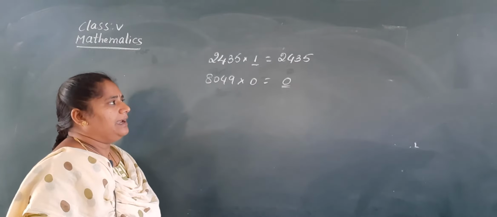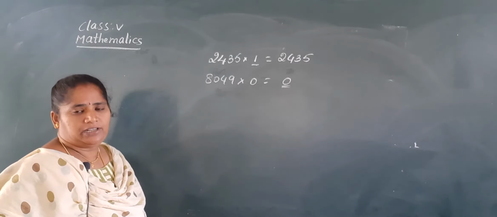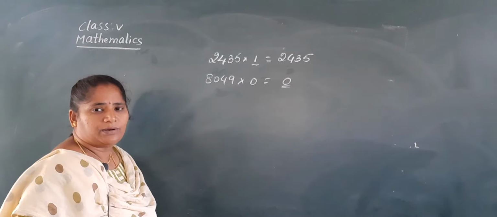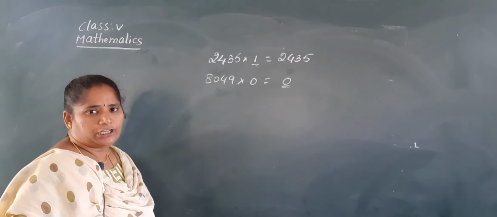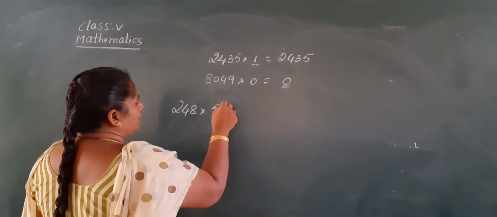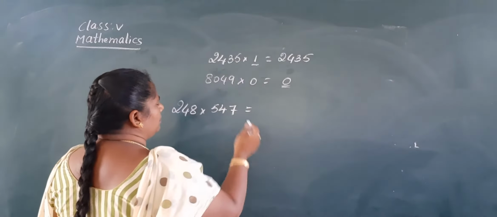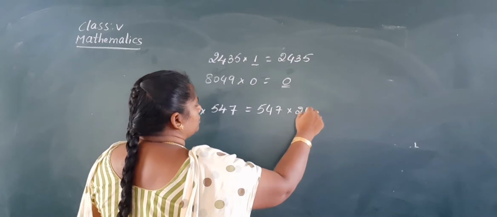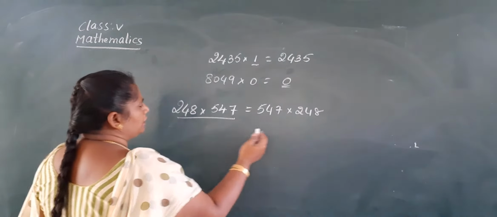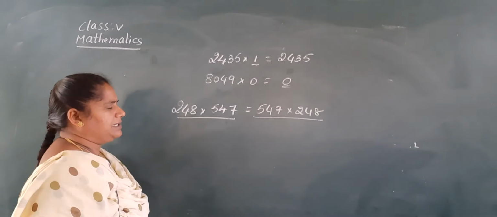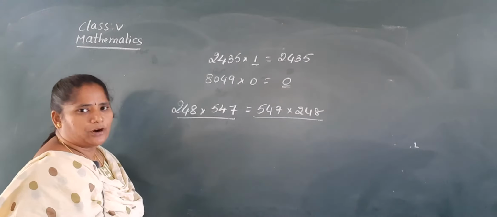Okay, ma? And in multiplication, the order is not important. If we multiply the numbers in any order, we get the same product only. Let us take one number, 248 into 547 equal to, if we change this, 547 into 248. So if we change the order of these numbers also, we get the same product.